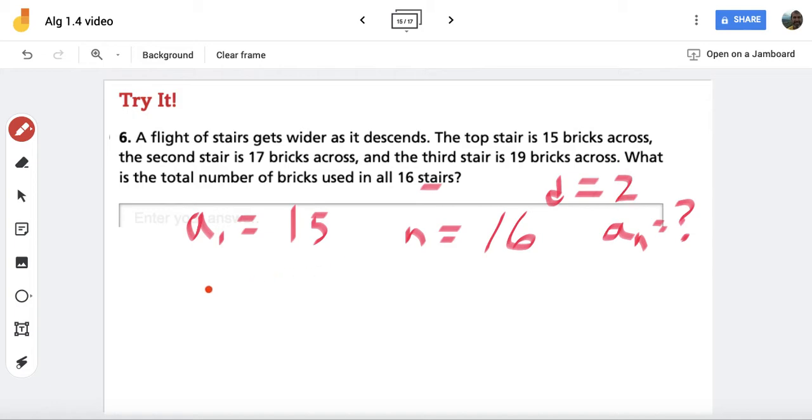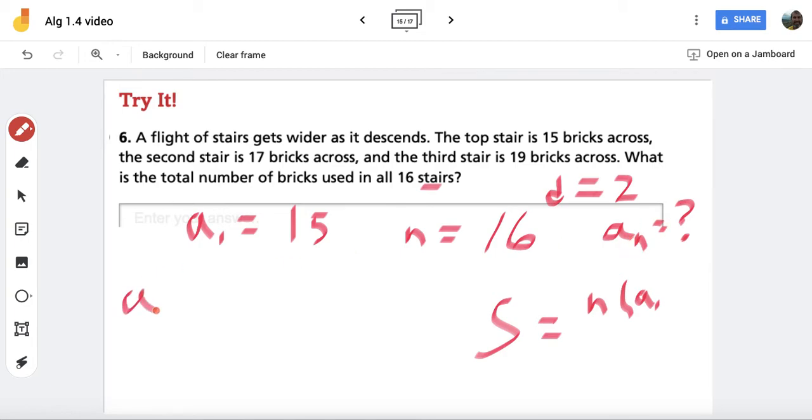But I can't use my formula for the sum yet. I'll write it over here. I can't use this formula yet because I would need to know the last term, and I would need to know the first term. I know the number of terms, I know the first term, but I don't know the last term. So that's what we want to figure out.